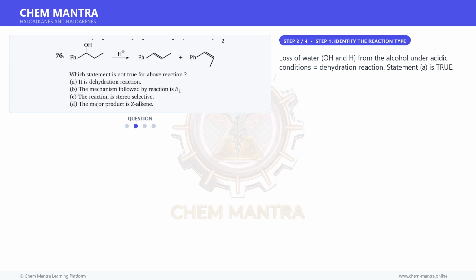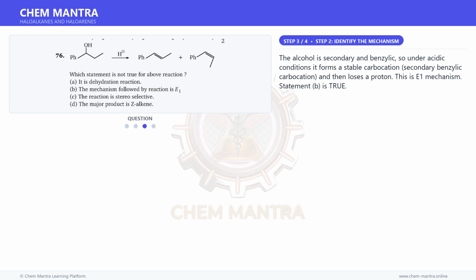Moving on to the next step. Loss of water, OH and H, from the alcohol under acidic conditions is a dehydration reaction. Statement A is true.